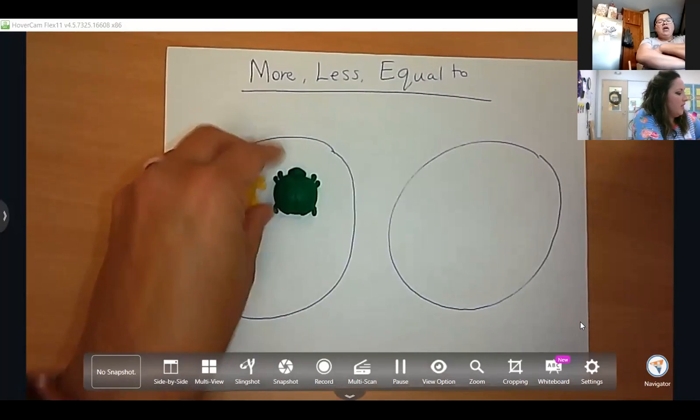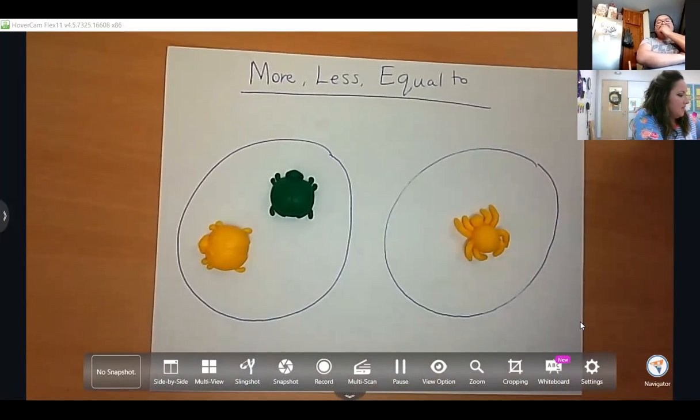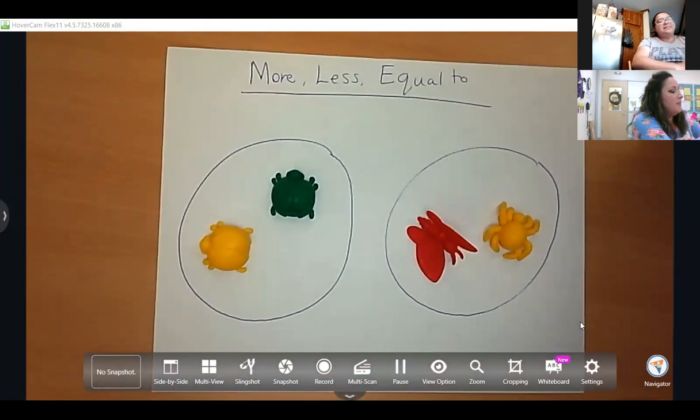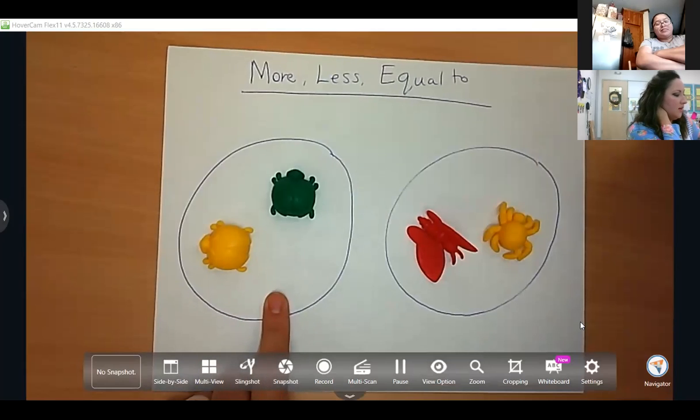So part of what they do in 4K and 5K is they have to compare numbers. And when you give them 2 sets, you can have them count how many are in each set.